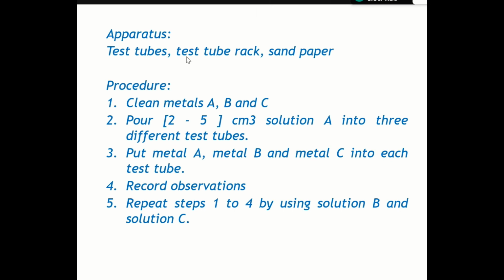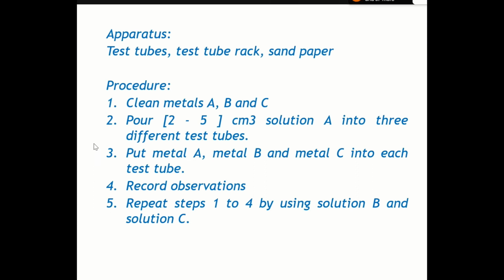Because they do it 3 times, right? So pour about 5 centimeter cubic of solution A into the 3 different test tubes. Then we have 3, so we can put A, B, C into each of the test tubes. Then for sure, we need to lock the apparatus for 2 to 5 minutes, right? And then what we need to do next, record the observation.